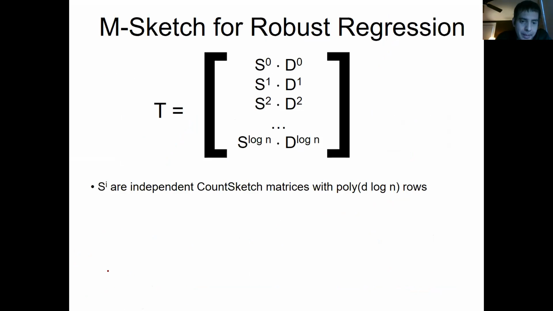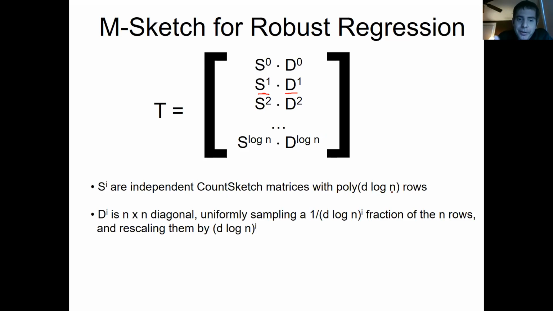Here is the sketch, which we call an M sketch. It actually doesn't depend on your choice of M function, so the same sketch can be used for all of these M estimators. This matrix is a block matrix with order log n blocks. Each block is a product of two matrices, Si times Di. The Si's are the count sketch matrices that we went over before. They have poly d log n rows. Remember, these matrices are super sparse: every column has a single non-zero entry, and there's a small number of rows.